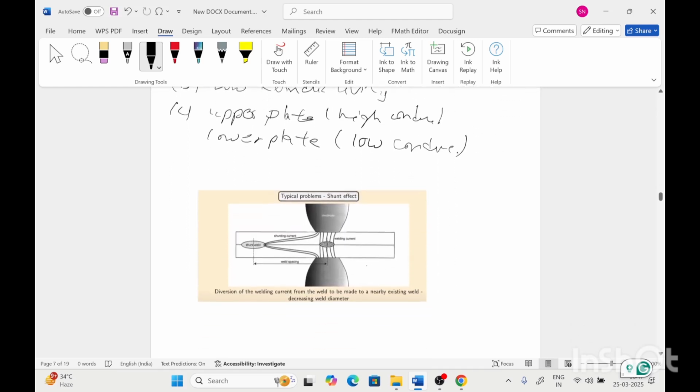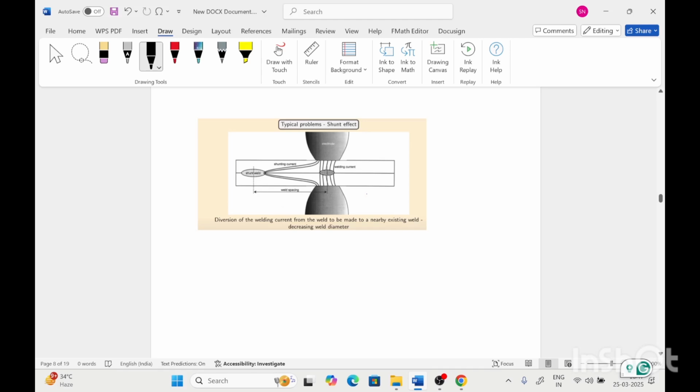Next problem that happens in resistance spot welding is the shunt effect. The shunt effect comes when we use the direct current. Because of the direct current, the electrons want to follow the least resistance path through the previous welding joint. Means in this case the DC power source is connected, so the electrons will also travel through the previous weld, leading to less current supply to the second weld joint. So because of the less current supply, the weld bead will not be very effective or with good geometry.